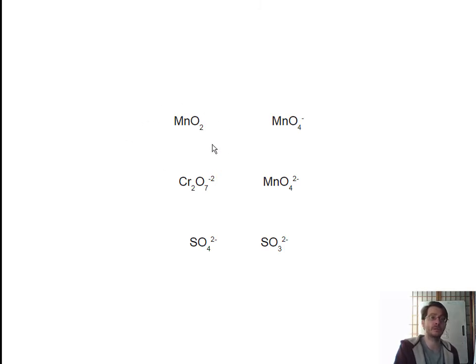So let's look at MnO2. Oxidation number for the manganese is +4. All right. So this is a manganese 4 oxide, so the manganese has a +4 charge. So the manganese has a +4 oxidation number. Let's look at the manganese here. This is permanganate, MnO4 minus. There's a minus sign right here. This material, oxidation number is +7.